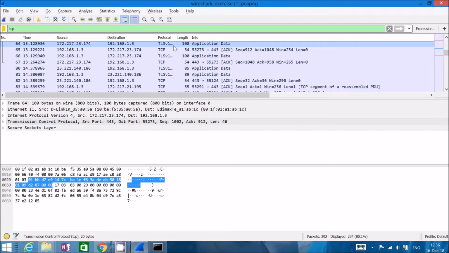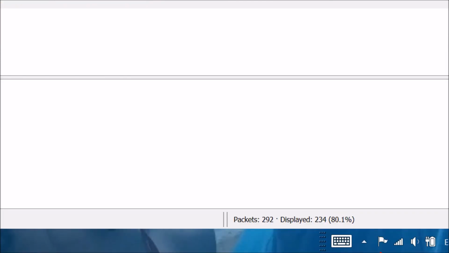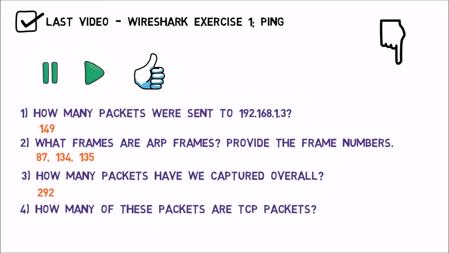And since we were asked how many packets are TCP packets, then again, we can just look here down below. So out of 292 packets overall, we have 234 packets that are TCP packets. So for the last question, 234.